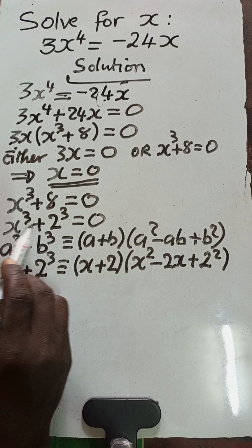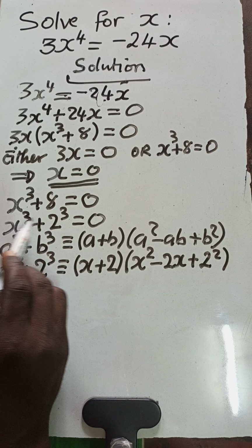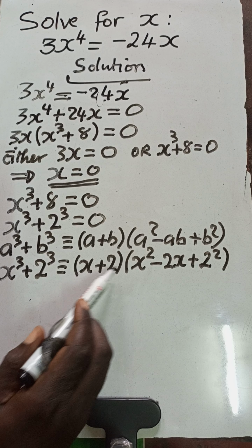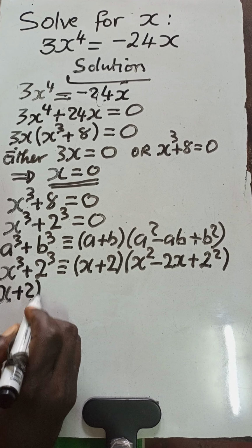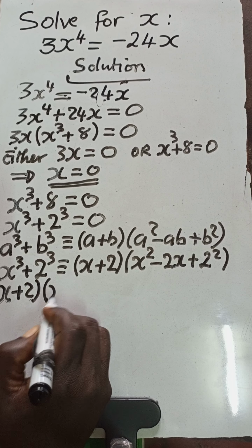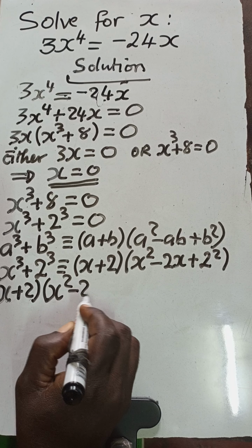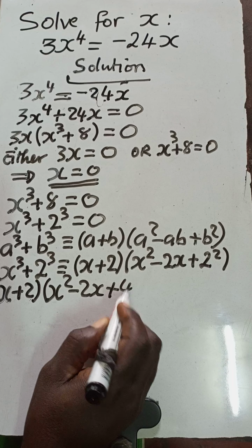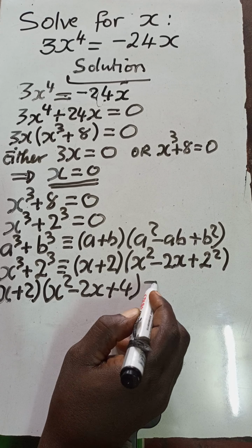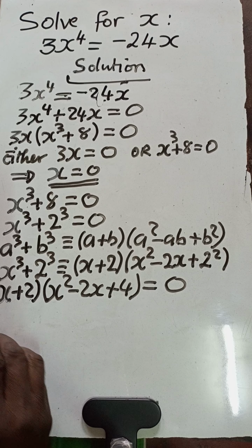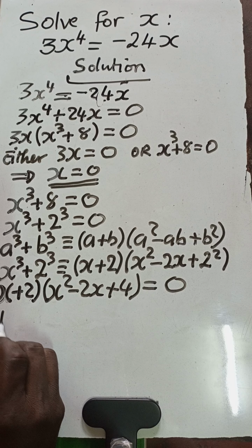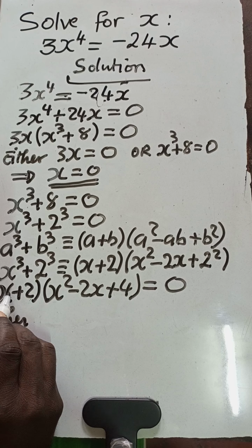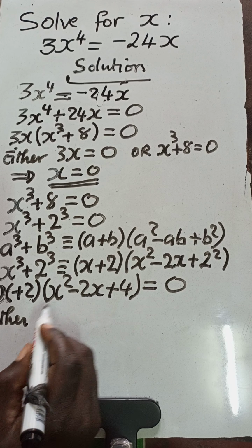Now let's put it back here. This cube plus this cube was equal to 0. So we're going to write all of this and equate it to 0. This therefore means x plus 2 into x squared minus 2x plus 2 squared, which is 4, is equal to 0. The product of two expressions giving us 0 means either the first one is 0 or the second expression is 0.